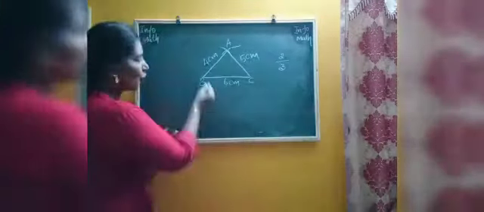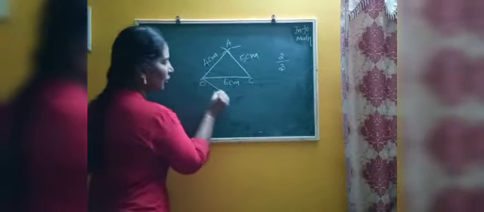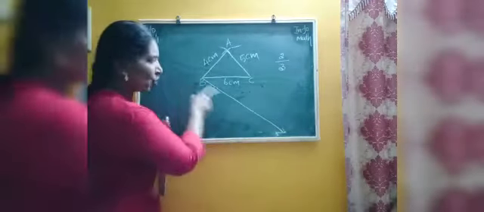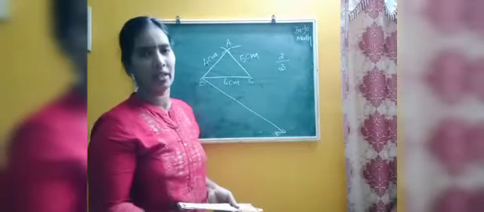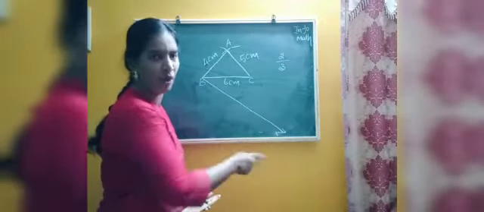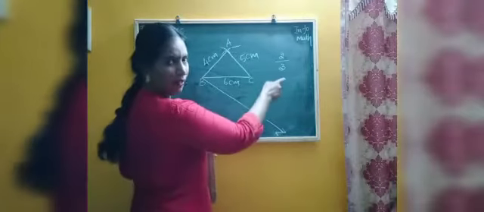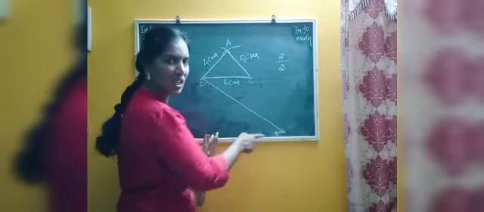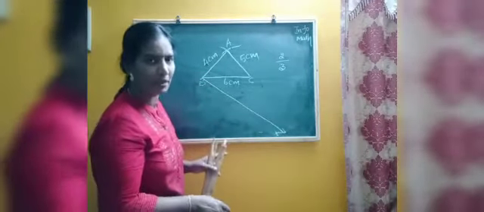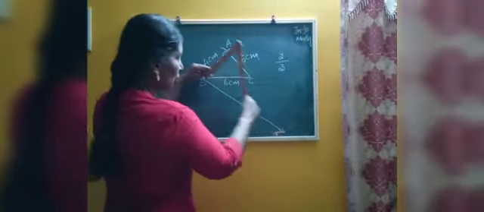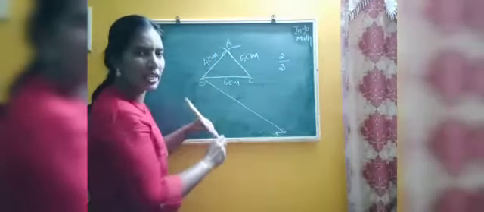For that, draw a ray BX. The only condition for the ray is that it must make an acute angle, less than 90 degrees. After drawing, look at the fraction. Here the greater number is 3, so this BX must be divided into 3 equal parts. There is no fixed measurement for that; take what is convenient, not too big and not too small, a medium size.